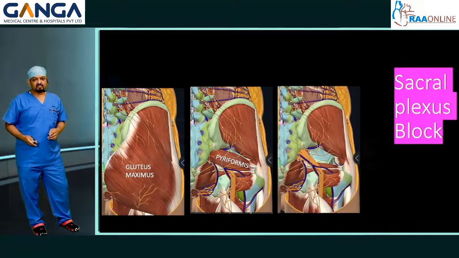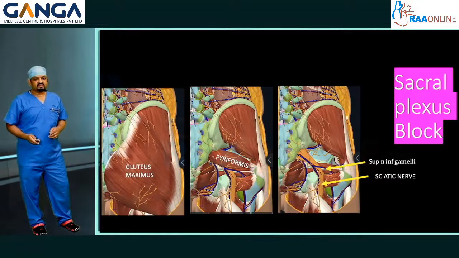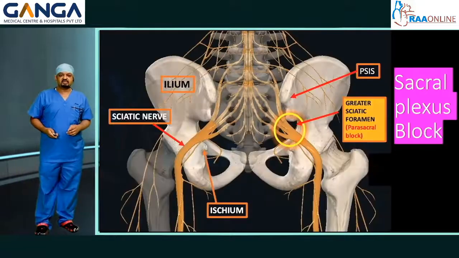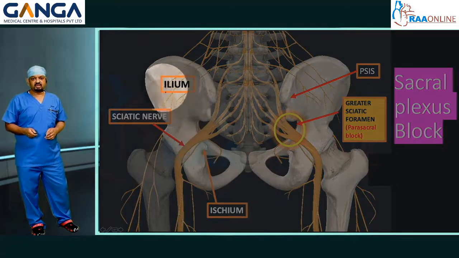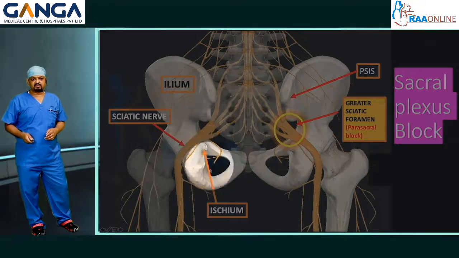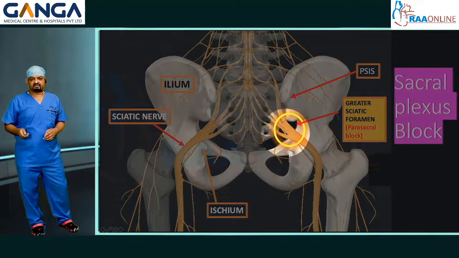When you remove the piriformis, we'll see that the sciatic nerve is lying over the superior gemellus, inferior gemellus and the quadratus femoris muscle and going into the subgluteal region. These are the bony landmarks for the sacral plexus, which we should know before performing the block. So this is the ilium, this is the posterior superior iliac spine, this is the ischium, this is the ischial tuberosity, and this is the greater sciatic foramen from where the sciatic nerve is coming out.